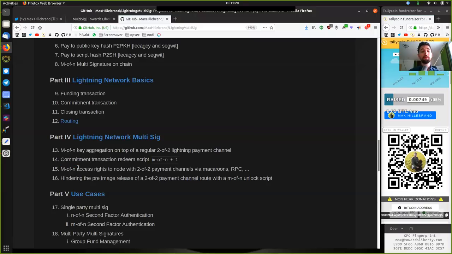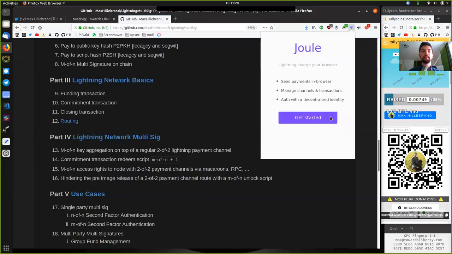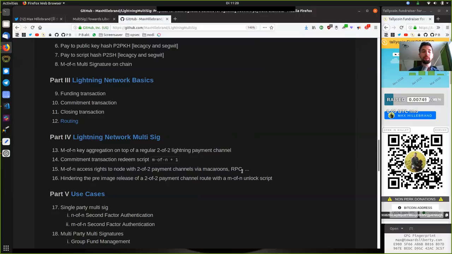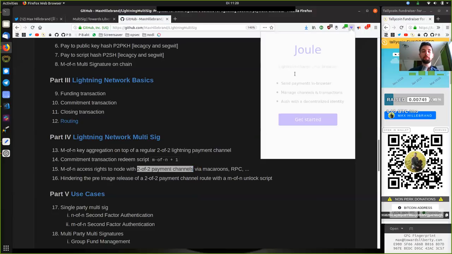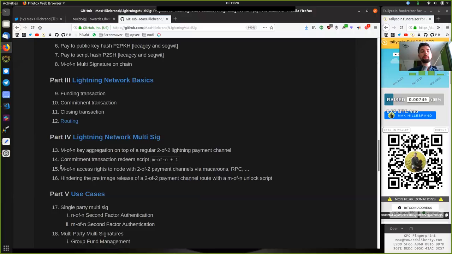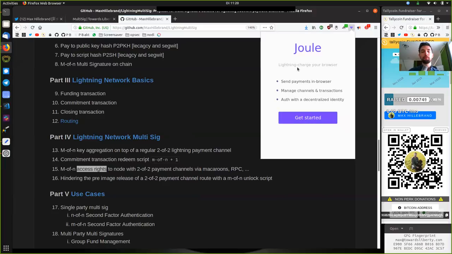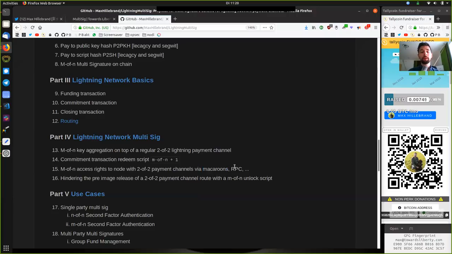We could also have M of N access rights to a node with a two of two payment channel via macaroons or RPCs. So basically, just as you can connect, for example, your Joule browser extension here with RPCs or macaroons, and then you can manage your two of two payment channels, your regular Lightning Network payment channels with this wallet, so to say. So it might be possible to integrate here this M of N access right through the wallet interface and through some cryptographically enforceable access rights, such as macaroons or RPCs, or maybe some other magic. This can be explored as well.